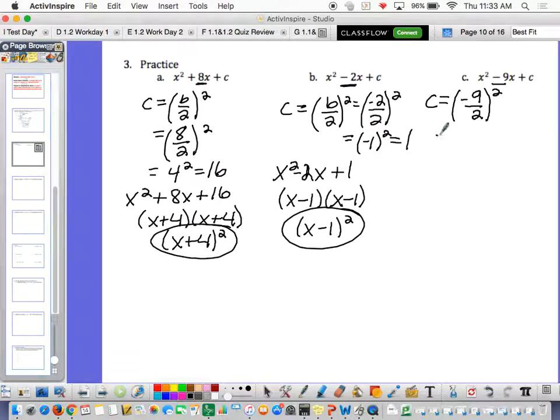So if you look at this, negative 9 squared is 81, and 2 squared is 4, right? If you square at the top, you got to square at the bottom. That is also, if you were to write it as a decimal, 20.25. You could have also done negative 9 divided by 2, which is negative 4.5, and then squared that, which is 20.25. So what you end up with then is x squared minus 9x plus 20.25.